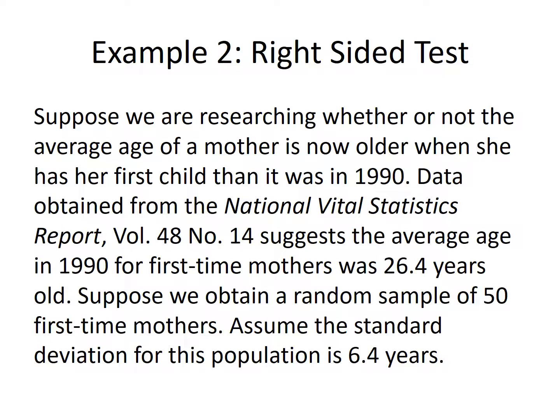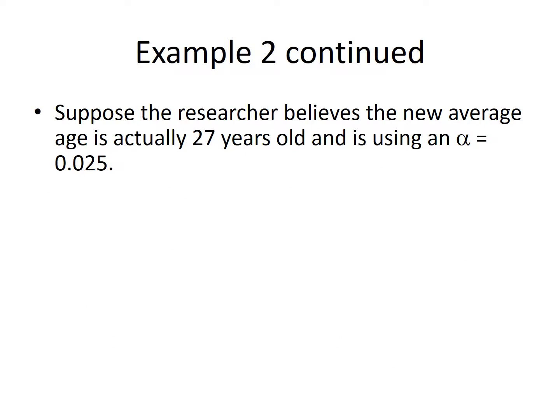Suppose we obtain a random sample of 50 first-time mothers. Assume the standard deviation for this population is 6.4 years. Suppose this researcher believes the new average age is actually 27 years old and is using an alpha of 0.025.